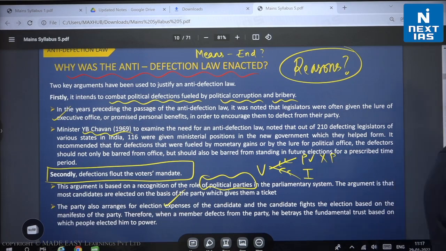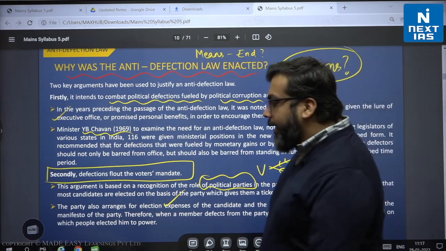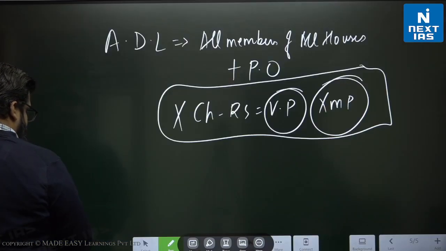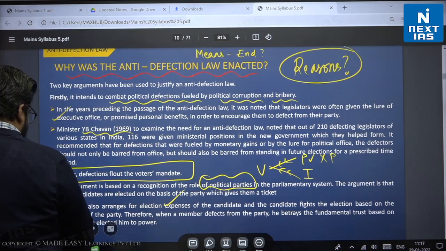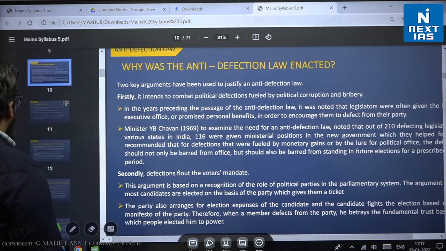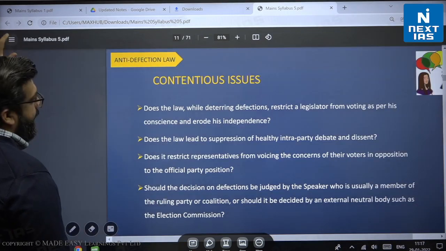So this is why anti-defection law was enacted in the first place. These were the primary reasons behind it. Okay, now we move to the next part. What are some basic issues?